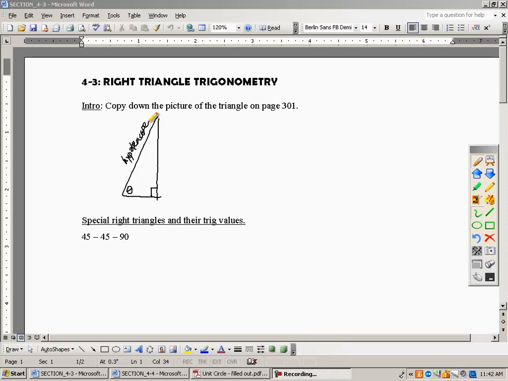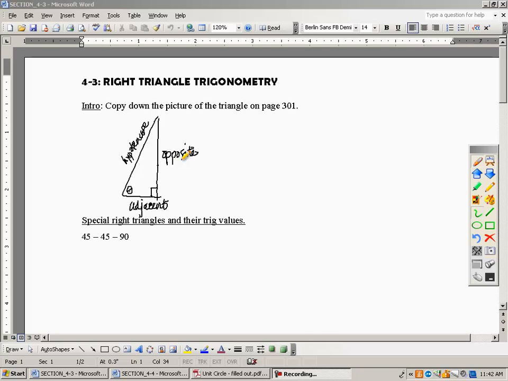Then I label this side across from the angle, because across from the angle is the opposite. And then I always label the adjacent side last. That just seems to be habit, but then I know you're always guaranteed to get them right. Again, hypotenuse is the longest side, opposite is across from the angle, and adjacent is right next to it. And we're talking about the 6 trig values dealing with this triangle.